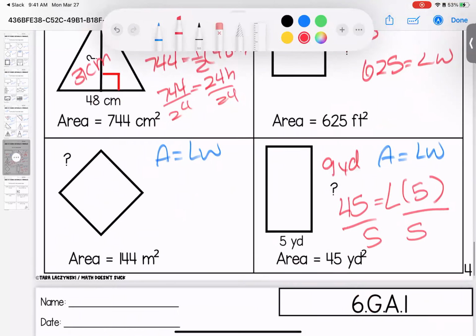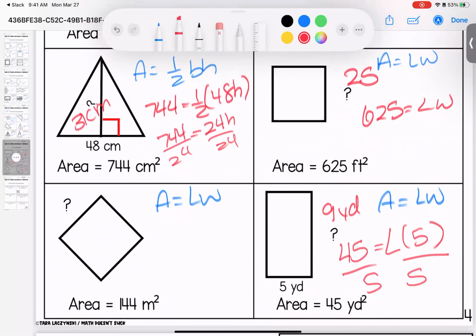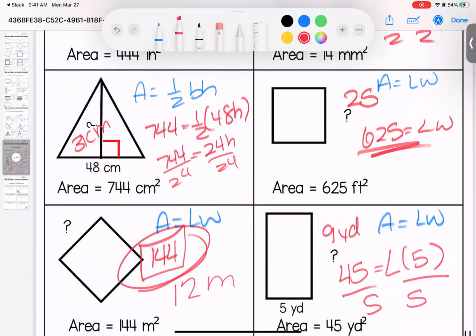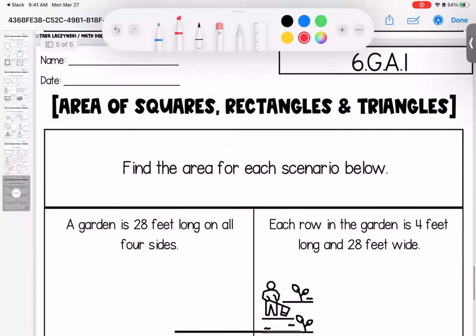And then, oh, we forgot one quadrilateral. Sorry, friend. Same thing as this guy. What is going to multiply together to give us 144? This one you probably did know was 12 meters because I feel like most of you know that 12 times 12 is 144. All right, questions on these? Bring them with you to class.